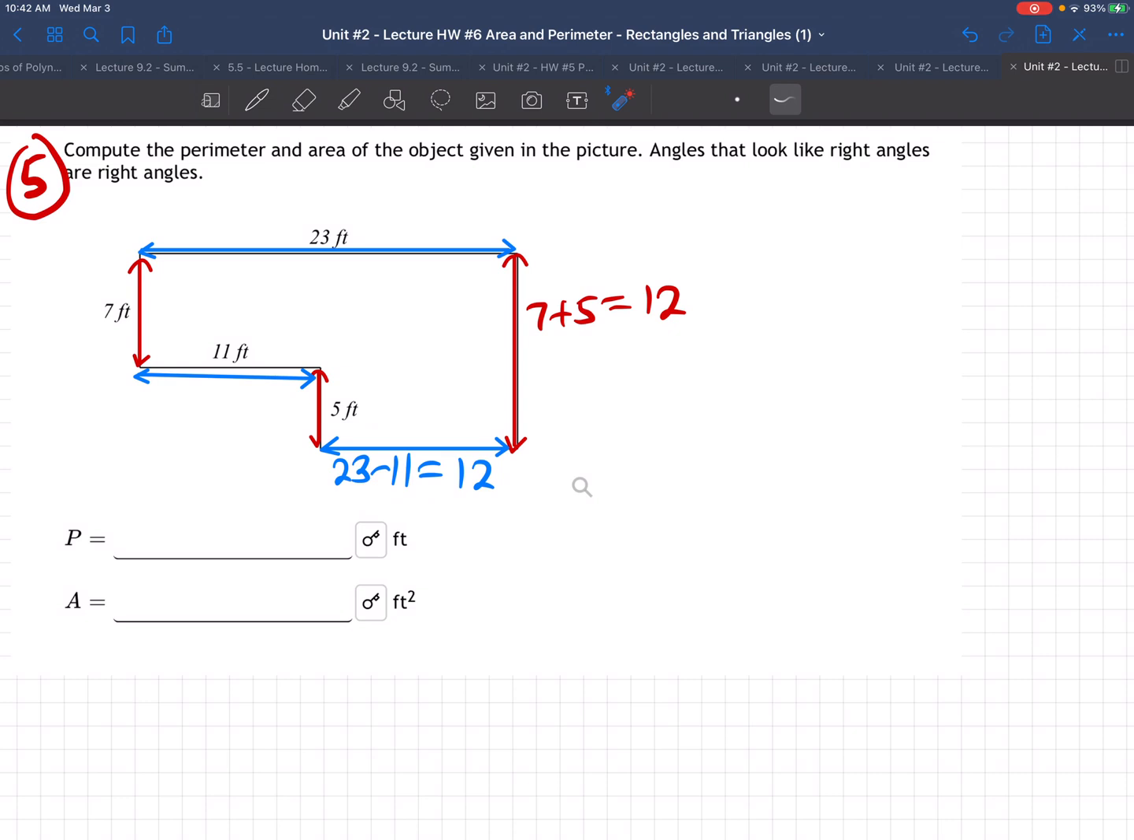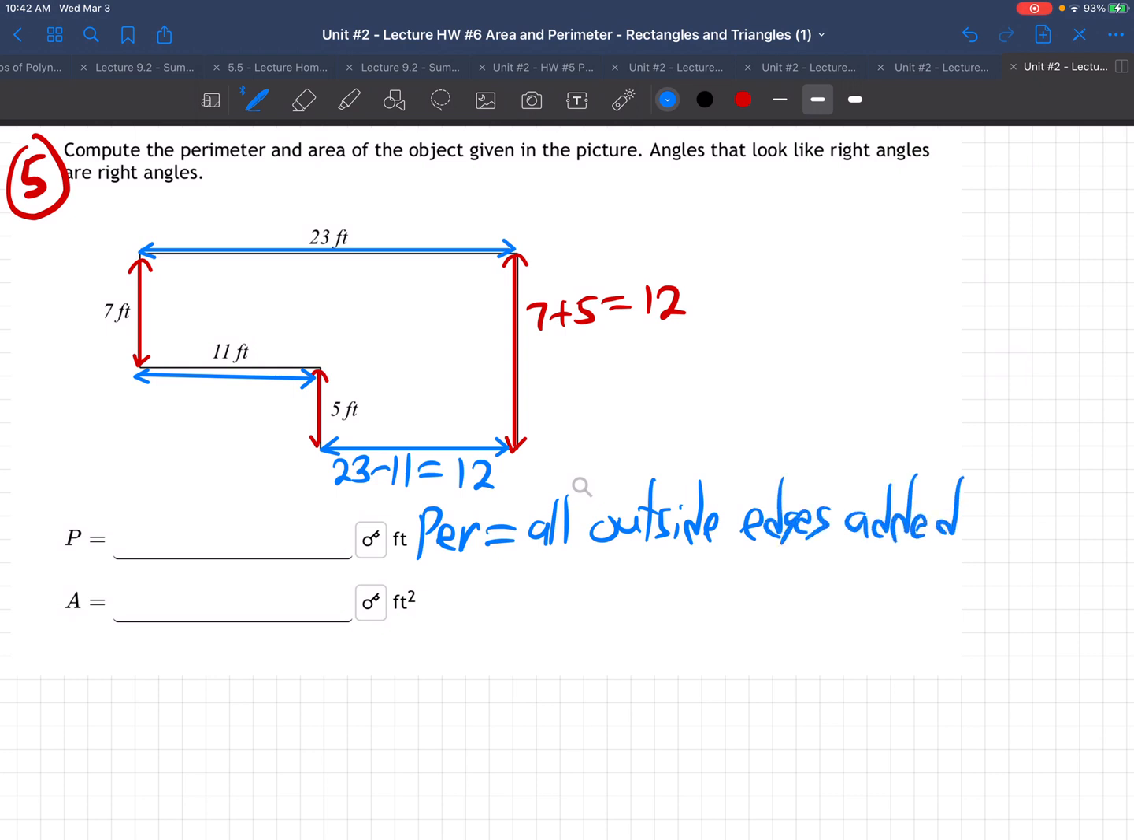Okay, so now we've got those parts. Now, what's perimeter? Perimeter equals all outside edges added. Perimeter just means all the way around the outside. So, okay, let's just add those up. I'll just walk around the thing.